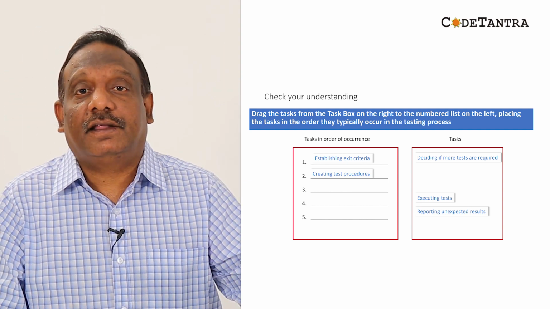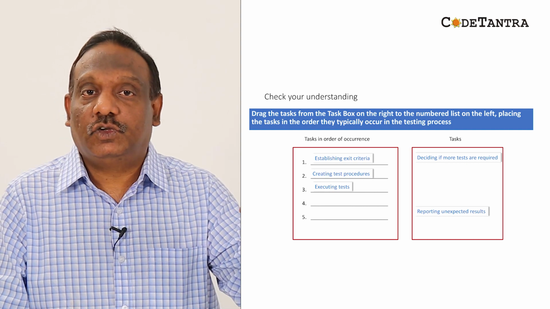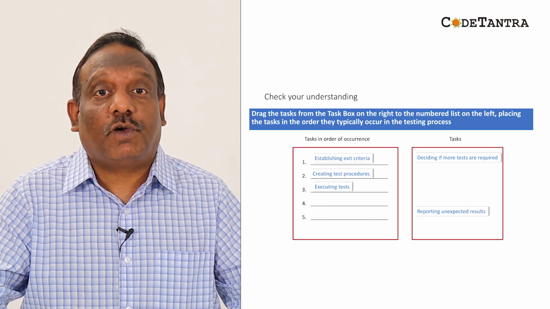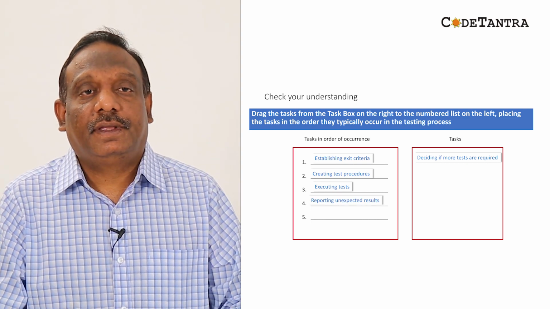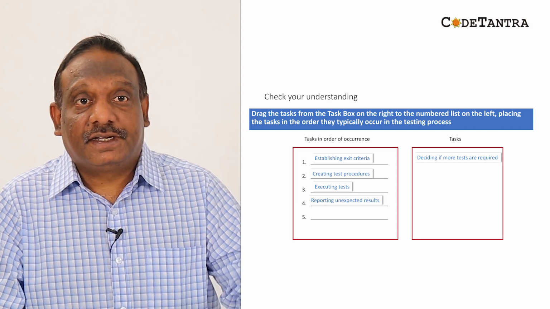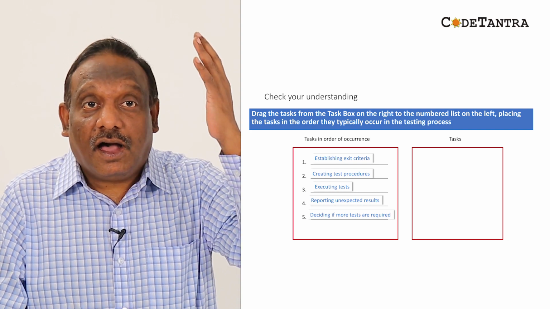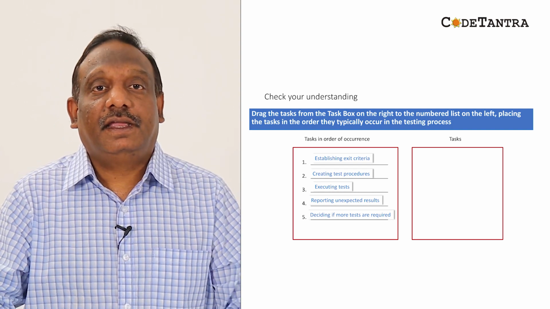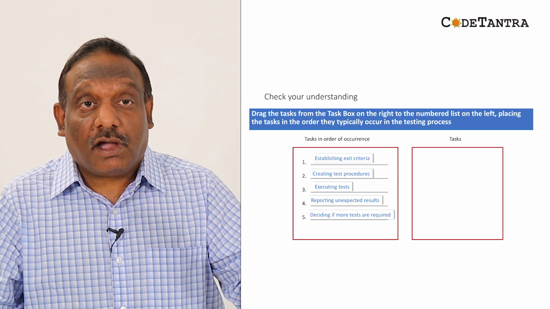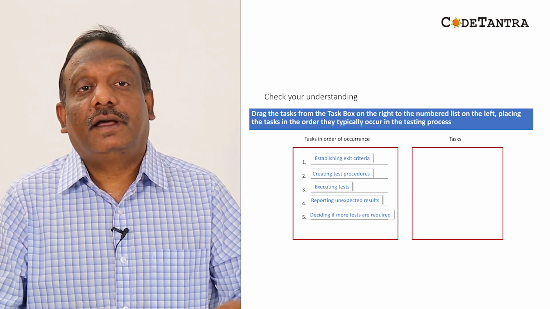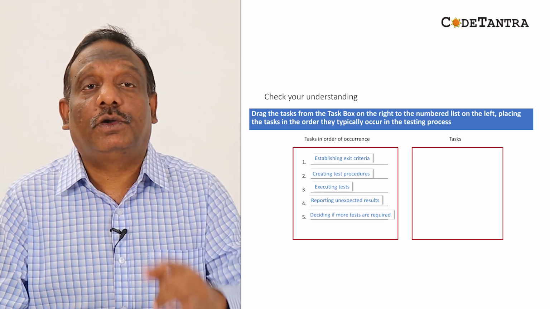So what is third in order? After having completed your test procedures, yes, you will execute tests. You are right. Then as you execute, what happens? You may experience some unexpected results, so you will report them. Then based on the exit criteria, what will you do if more tests are required? Yes, you are right. So this is the order in which the tasks will occur in our fundamental test process. Soon in the next lesson, we will talk about each of the activities of the fundamental test process as per the advanced test manager syllabus, so stay tuned for those videos.